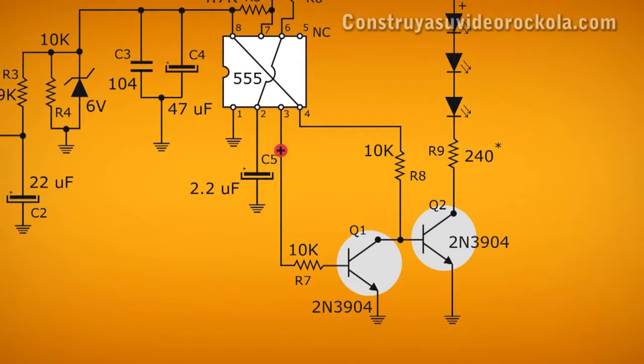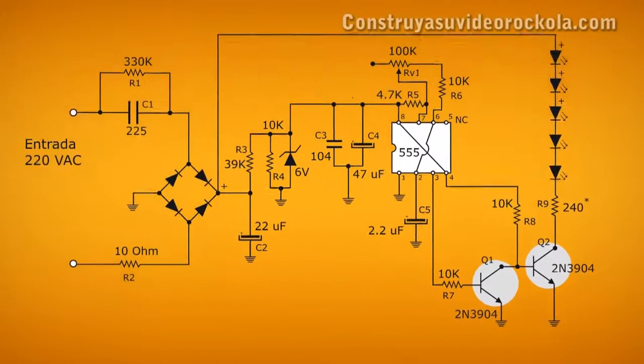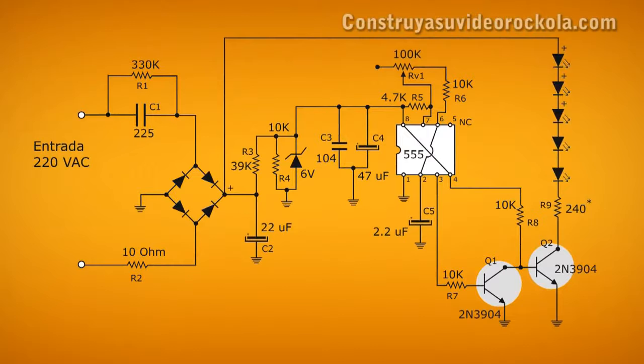When the 555 sends a positive voltage, transistor Q1 conducts between emitter and collector, negatively biasing the base of transistor Q2. At this time, Q2 does not conduct and therefore does not turn the LEDs on. When the 555 sends a negative pulse, the first transistor Q1 does not conduct, positively polarizing the base of transistor Q2, making it conduct. At that moment the LEDs turn on. This cycle is repeated at high speed, producing the effect of flashing light.